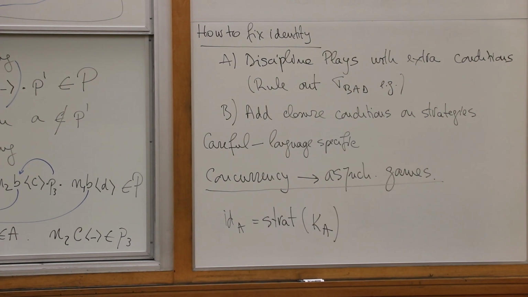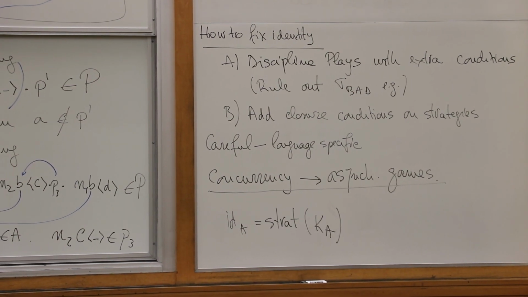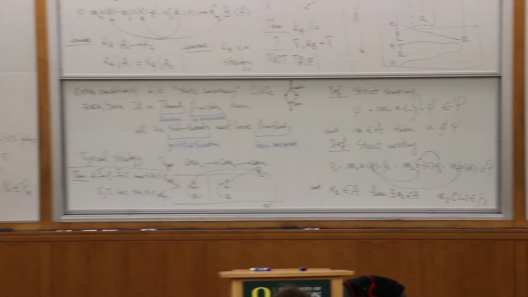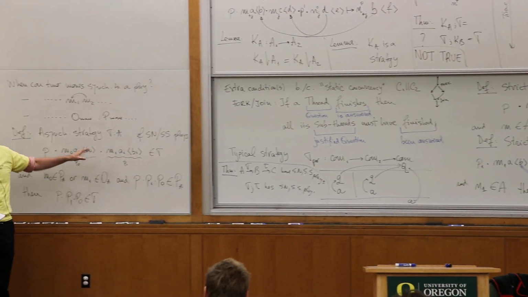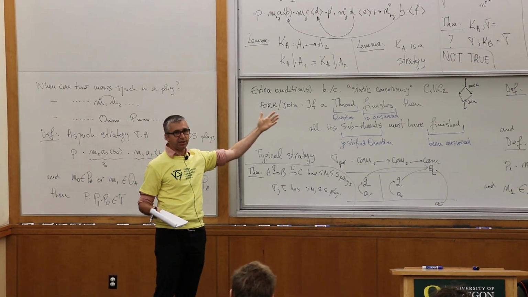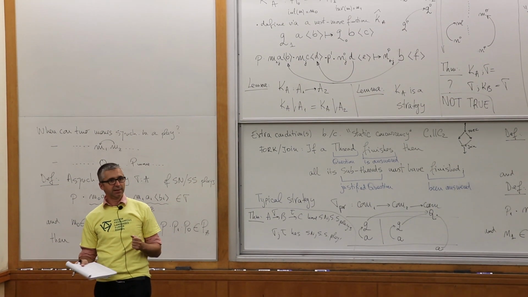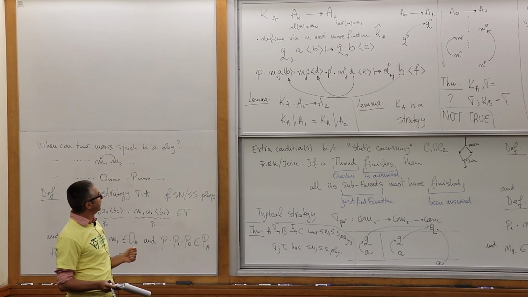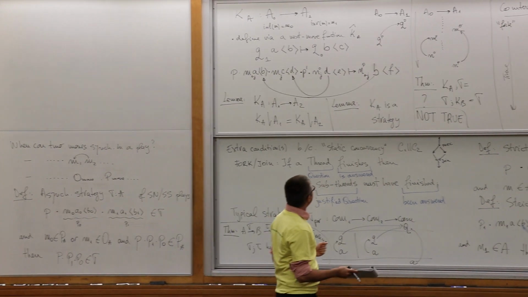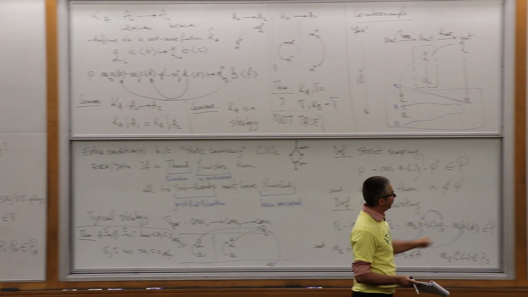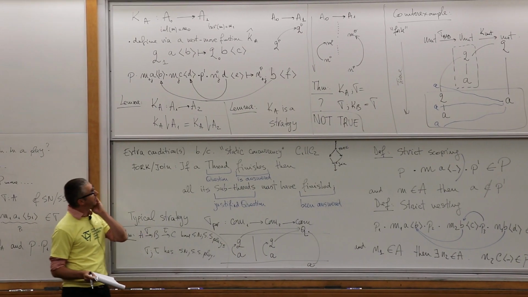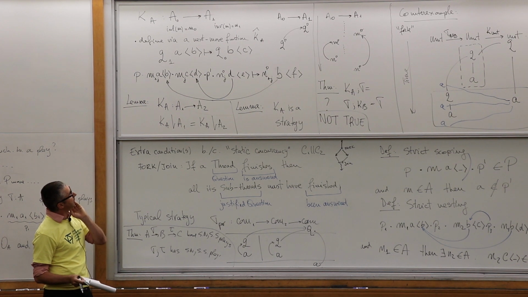Why am I writing the least strategy? Because the copycat strategy doesn't necessarily obey this closure condition. It's defined in that way, and by definition it is not necessarily something that respects the closure conditions. But we can make it so by doing that. So it's the least strategy that respects that.